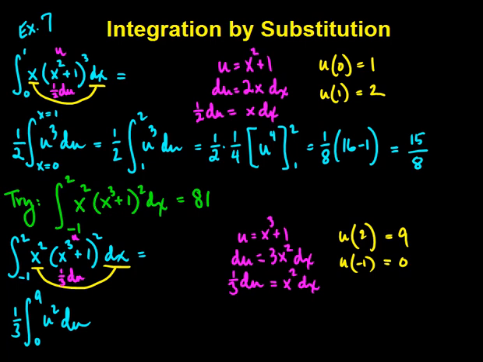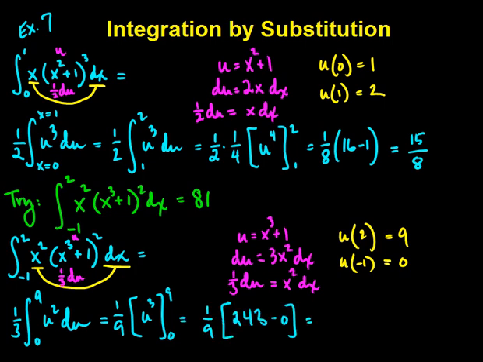u squared is going to become u to the third over 3, bringing the 3 out. We get 1/9 times u to the third from 0 to 9. So 9 to the third is 729, 0 to the third is 0, and 1/9 of 729 is 81.